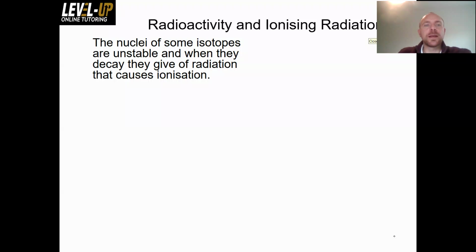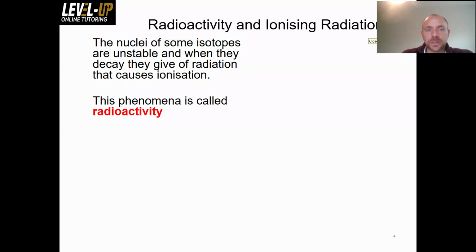So what we should be aware of is that some nuclei of isotopes are unstable. I mentioned that sometimes they are too large. They want to become more stable. Sometimes they have too many neutrons, and so they need to somehow reduce those numbers of neutrons, or they need to get smaller. And in order to do that, they decay and they give out types of radiation, which causes ionization. And that phenomenon is called radioactivity.